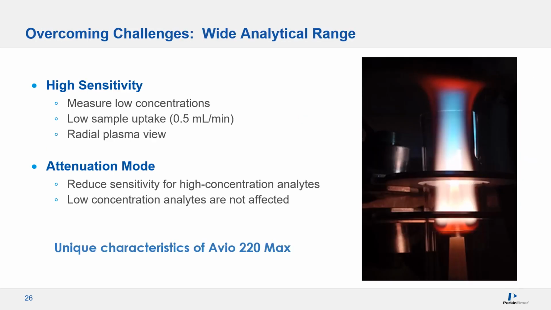So how do we overcome the challenge of wide analytical range? Again, we use the high sensitivity of the Avio 220. This will allow us to measure low concentration elements. It will allow us to use a low sample uptake rate, using 0.5 mL a minute. And it will allow us to use radial plasma view, so we'll minimize the carbon background as well as some matrix effects. We use attenuation mode to reduce the sensitivity for the high concentration elements, and the low concentration elements are not going to be affected, so those are analyzed in non-attenuation mode. These are unique characteristics of the Avio 220.